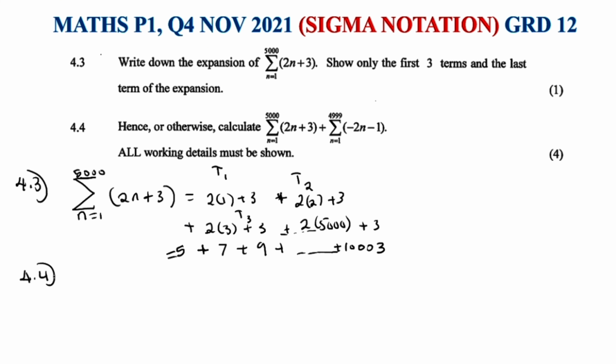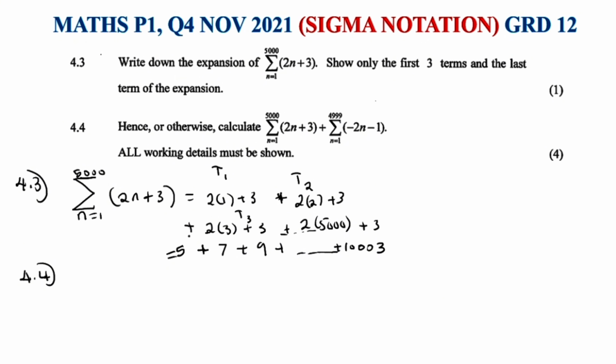4.4, it's saying here, otherwise calculate the sum from n equals 1 to 5,000 of n plus 3, and then plus the sum from n equals 1 to 4,999 of minus 2n minus 1. Okay, great. So the best thing to do here, guys, is not to get confused when you see something like this and start panicking. The best thing to do is to go back to the basics.